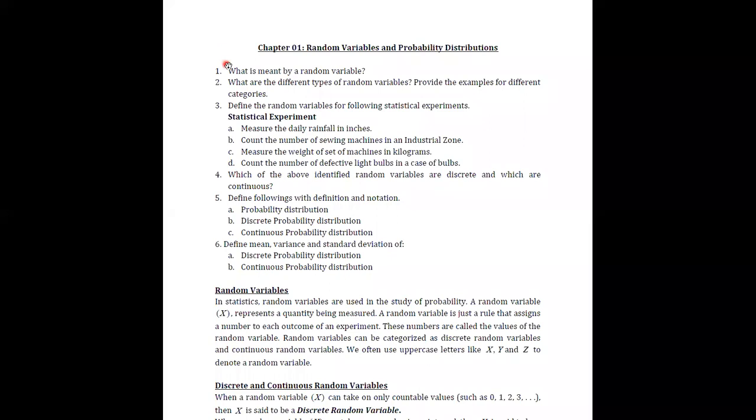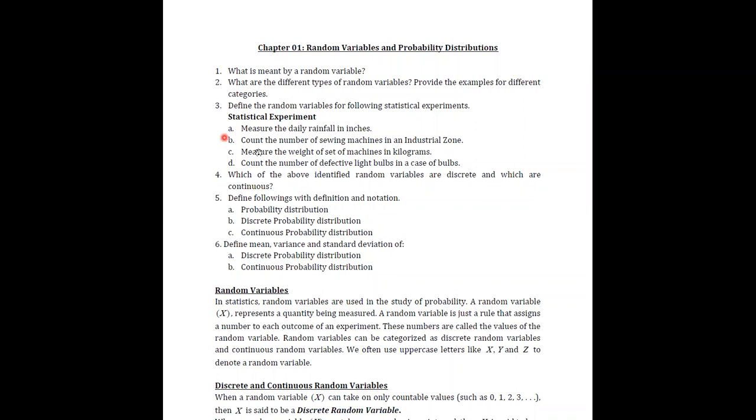In this session, we will discuss random variables and the introduction to probability distributions. Throughout this chapter, it will be made up of these 6 questions. First, we will discuss what is meant by a random variable, what the different types of random variables are, and we will discuss some examples of the types of random variables, and then we will see how we can define a random variable for a given statistical experiment.